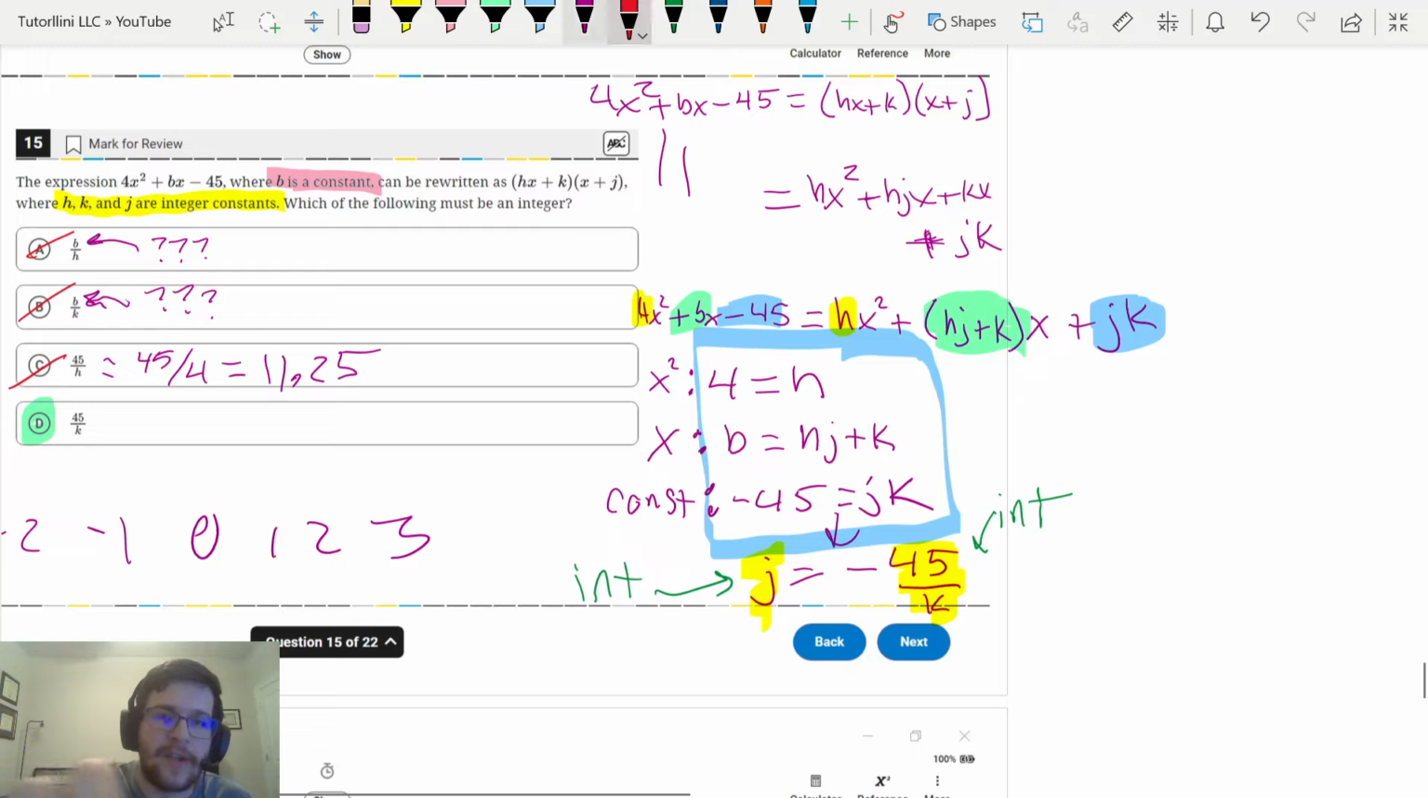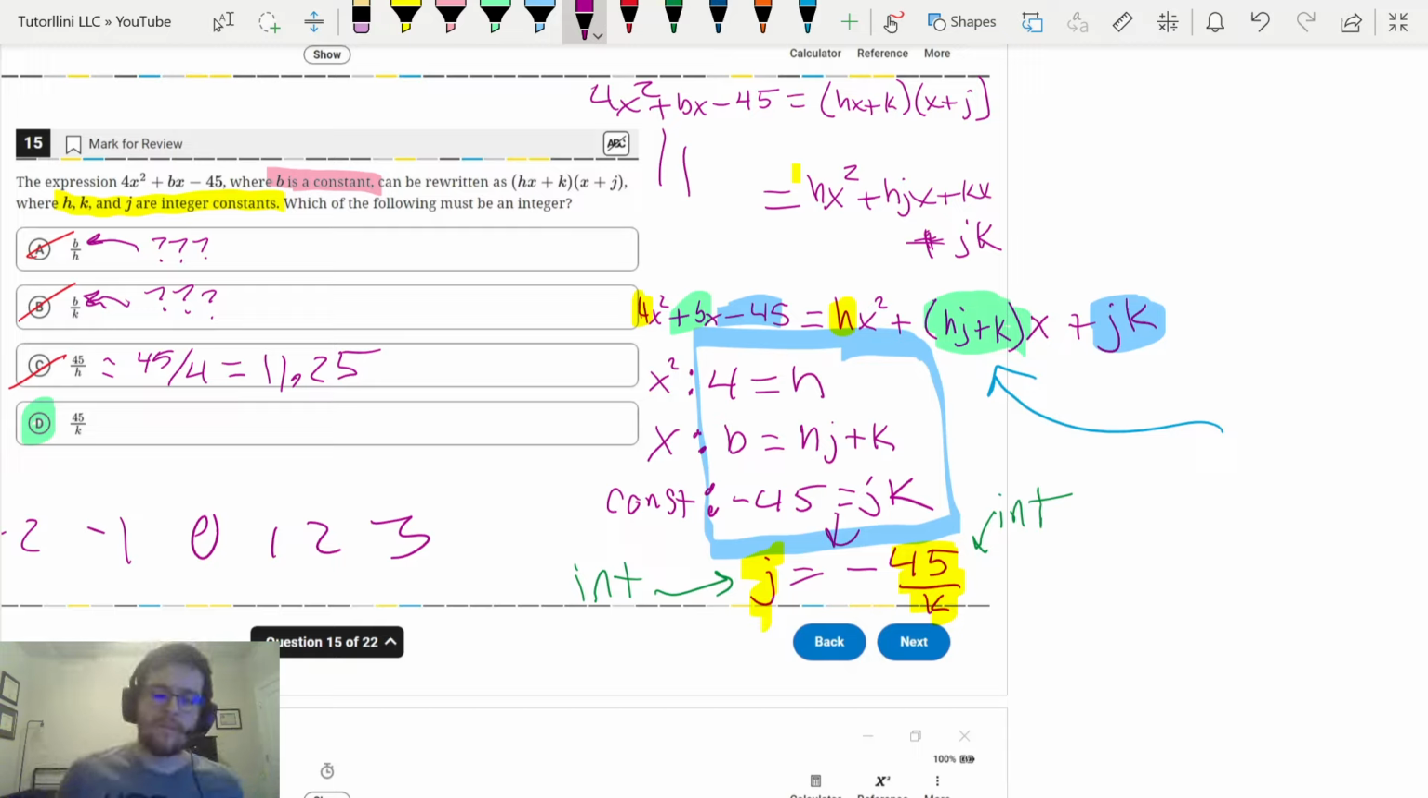Definitely make sure you know how to do this foiling, and then also make sure you know how to do this step. It's called matching coefficients. There's a lot of books out there, but there's a pretty good chapter on this in the College Panda book.